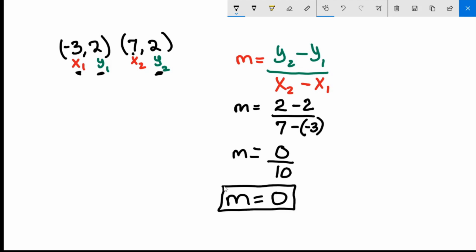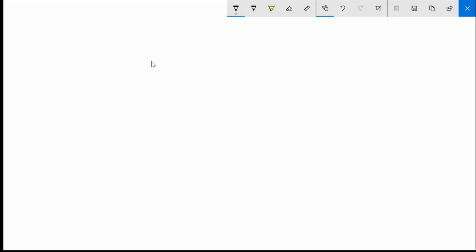Another example is you're told to find the slope of the line that passes through the points -1, 3 and 2, -2.